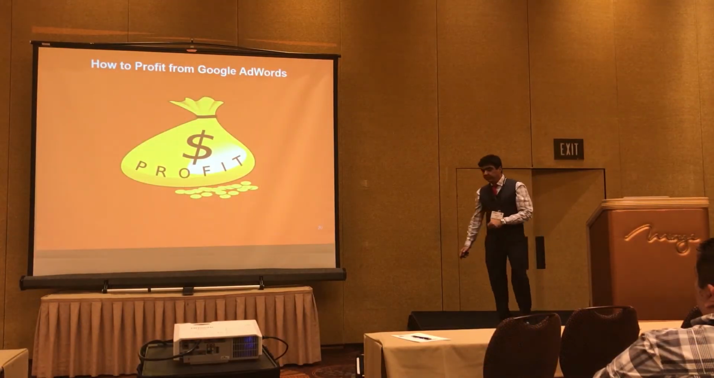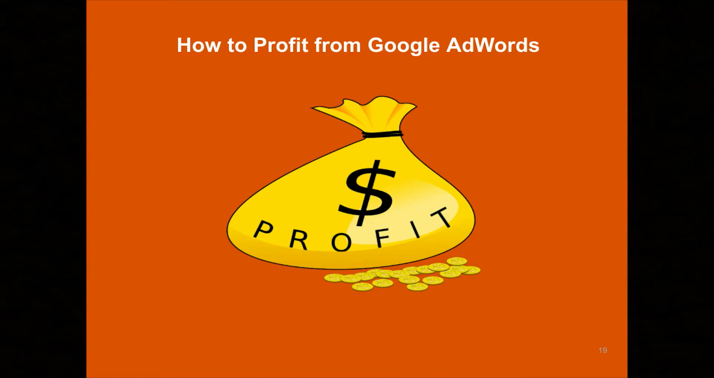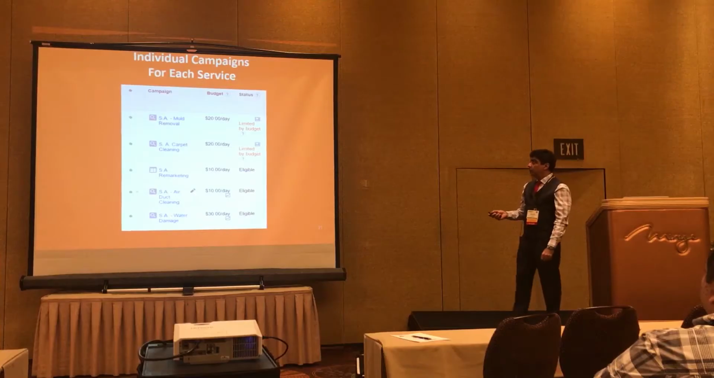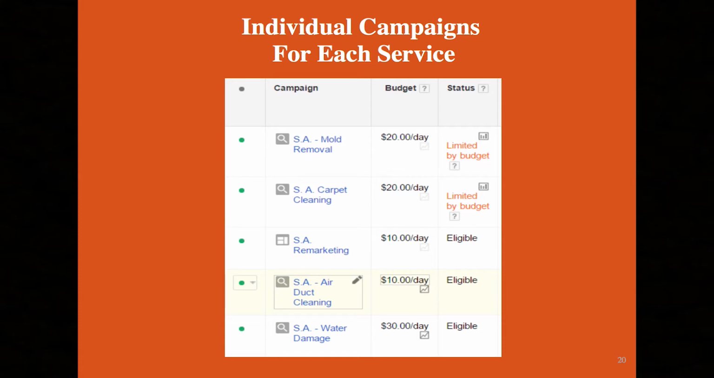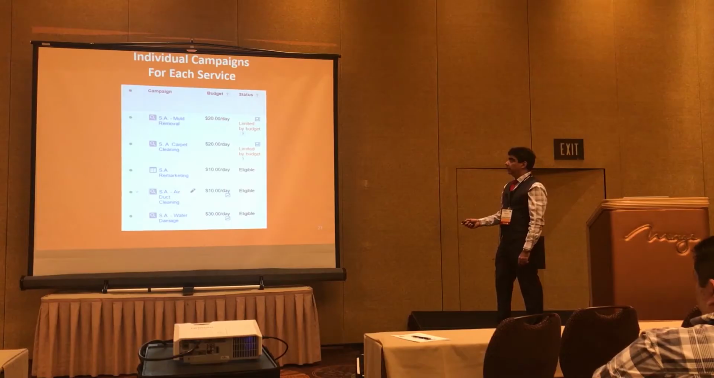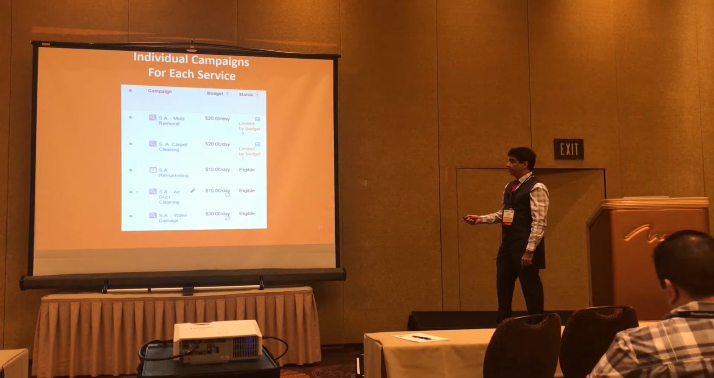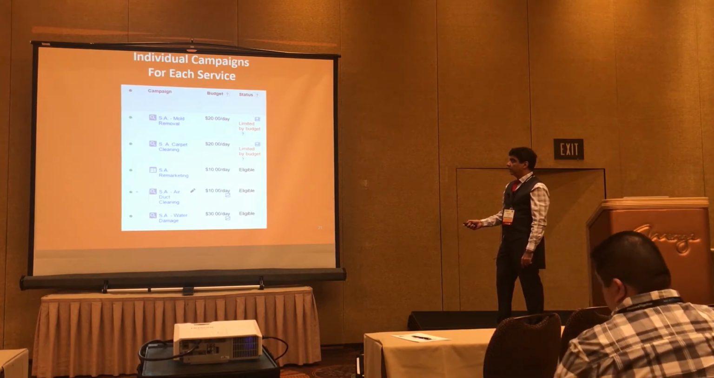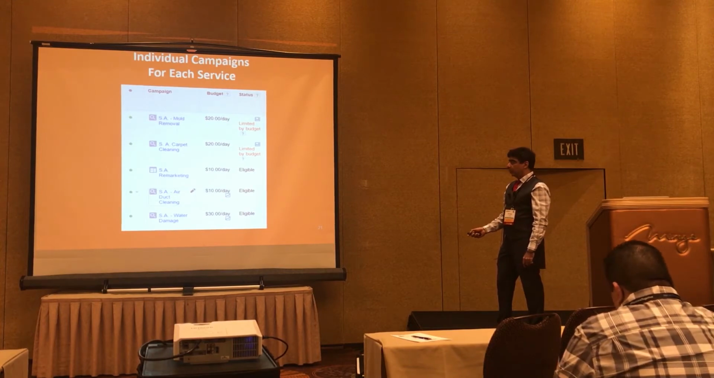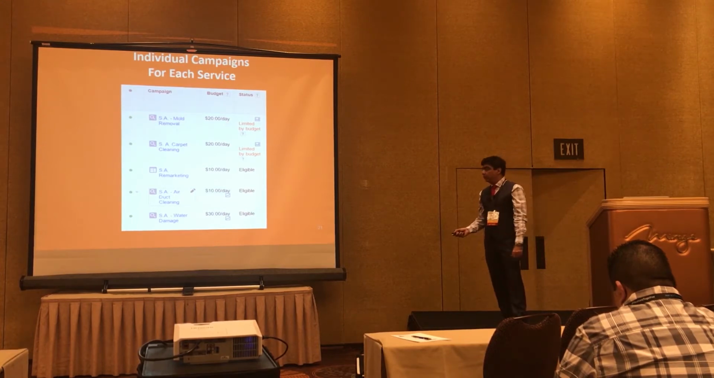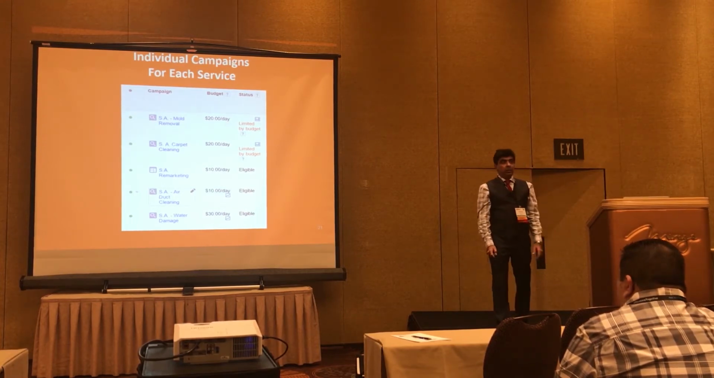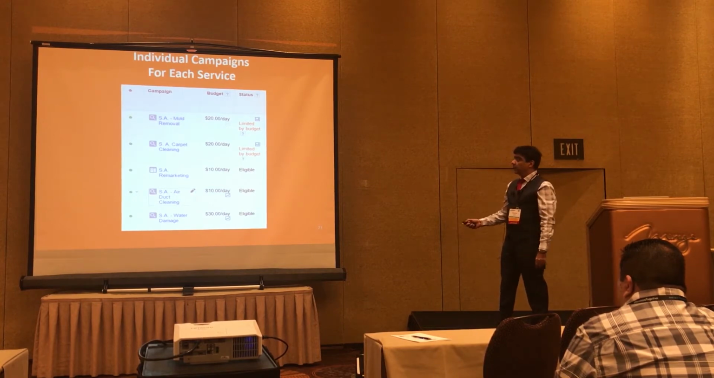All right, so how to profit from Google AdWords. First things first, you need to have individual separate campaigns for each service you provide. Mold is separate from carpet, which is separate from remarketing, air duct cleaning, water damage. There's quite a few reasons for that. Number one, you can have separate daily budgets. So for mold, in this case, we have $20 a day. For carpet, $20 a day. Air duct cleaning, $10 a day. Water damage, $30 a day. Okay, depending on the service, depending on your budget, you may want to spend more on water and less on carpet. That's fine. So having separate campaigns allows you to do that.